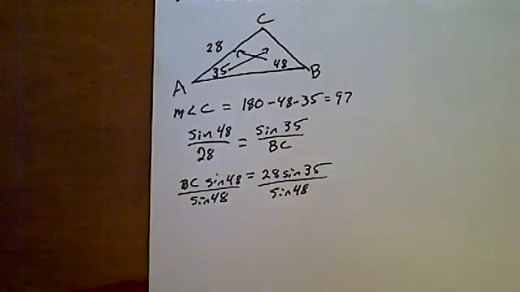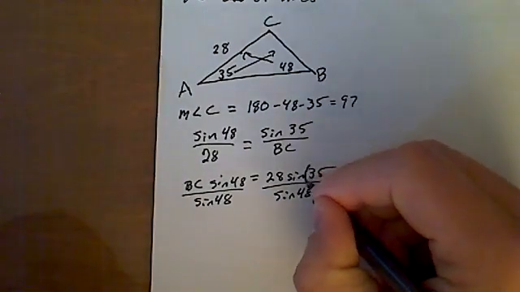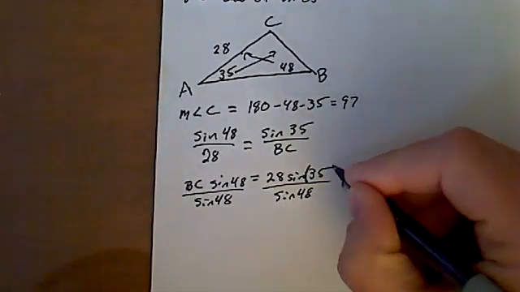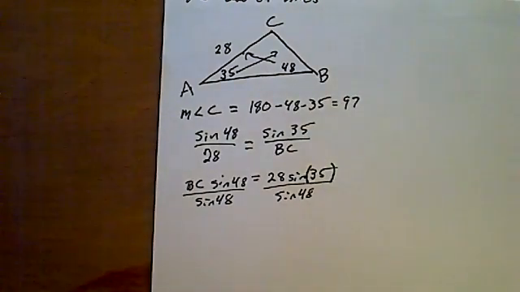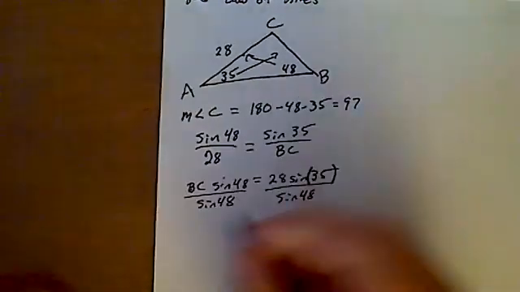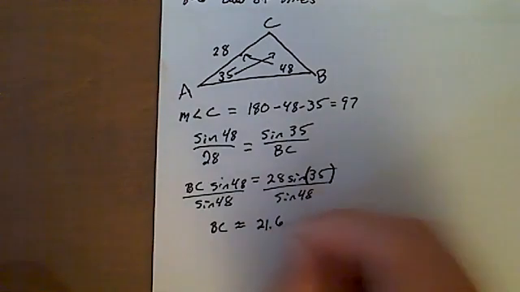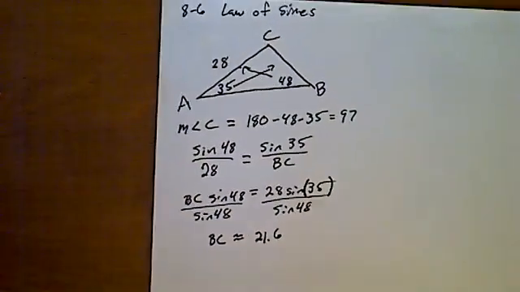Now, as you put this into a calculator, pretty much wherever you do, it's going to open a parenthesis here, and you need to make sure to close that parenthesis. So we have 28 sine 35 divided by the sine of 48, and I get about 21.6, and that's where we're going to round to.